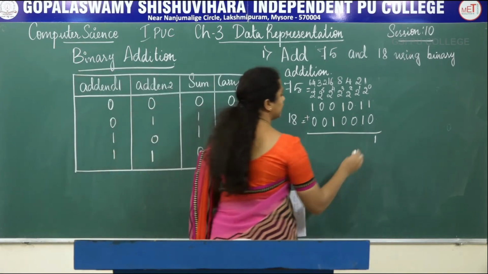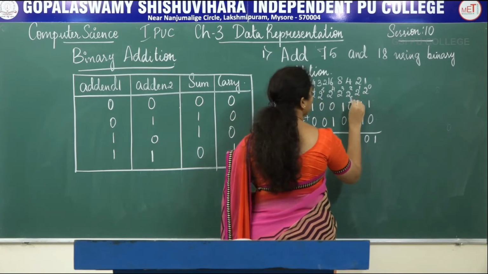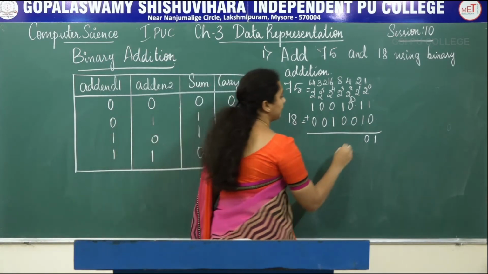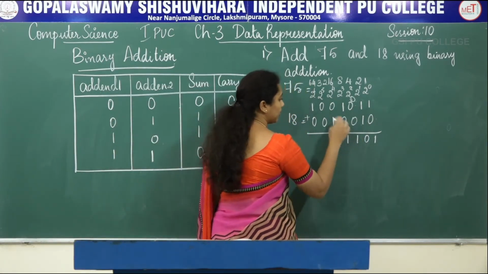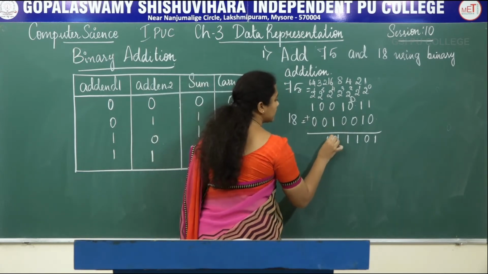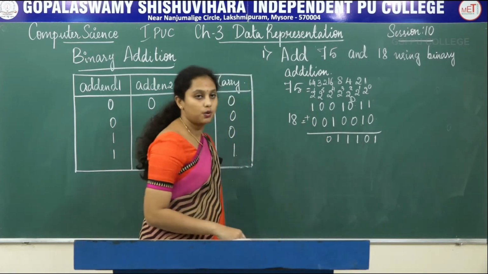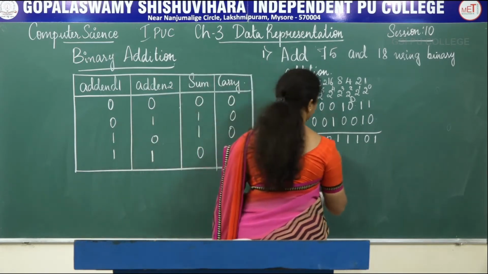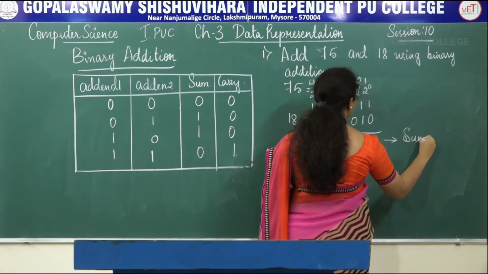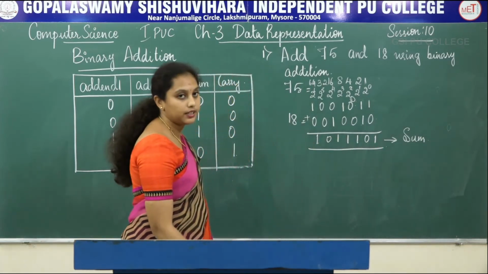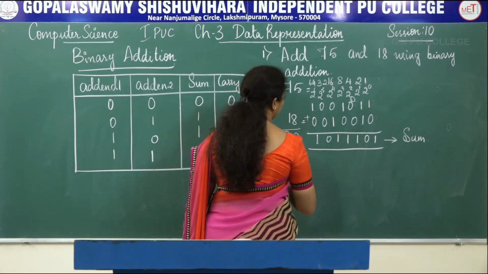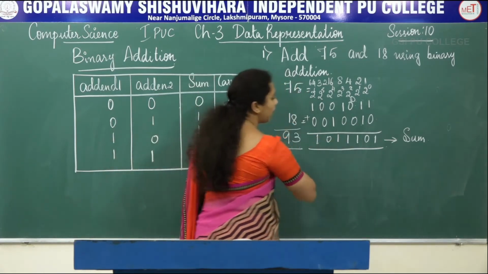0, 1 carry. What is 1 plus 0? 1 plus 0 is 1. 1 plus 0 is 1. 0 plus 1 is 1. 0 plus 0 is 0. 1 plus 0 is 1. So this is the final value, that is the sum value of 75 plus 18. What is 75 plus 18? 93. Check whether the obtained value is correct or not.